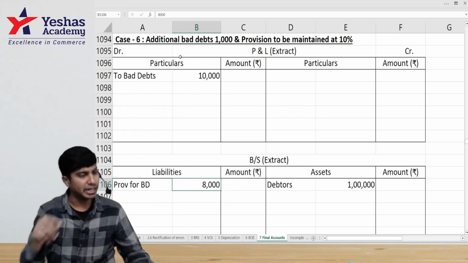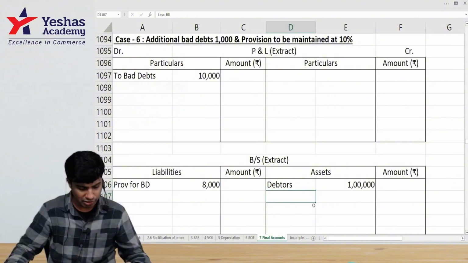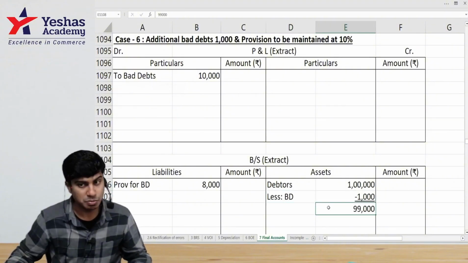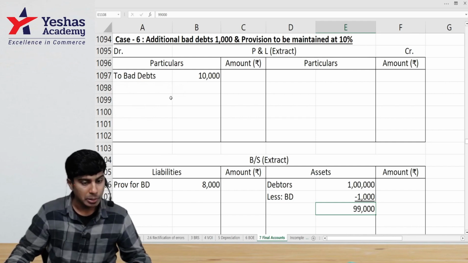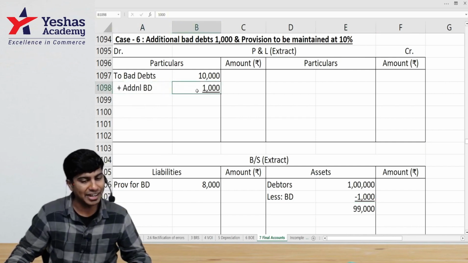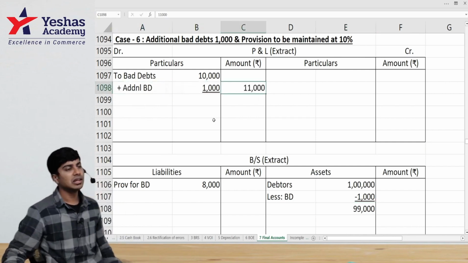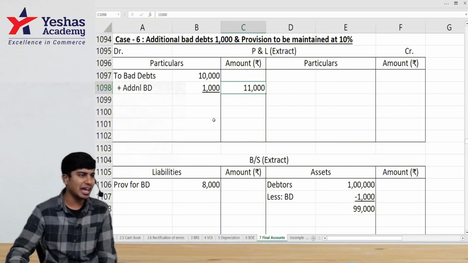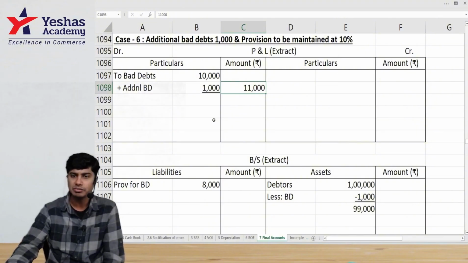Bad debt account debit to debtors, reducing my debtors by 1,000, making it 99,000. And this being an expense, I have to transfer it to P&L. P&L to bad debts. So I'll add it to my bad debts, making my total bad debts 11,000. So I hope you understood reduction in debtors as well as expense being booked to P&L.